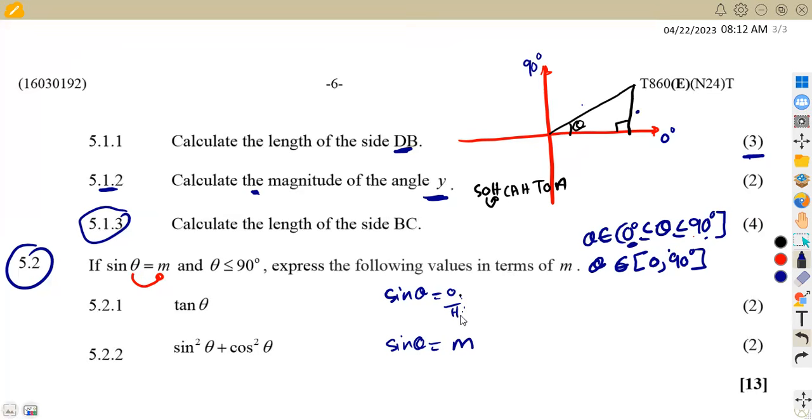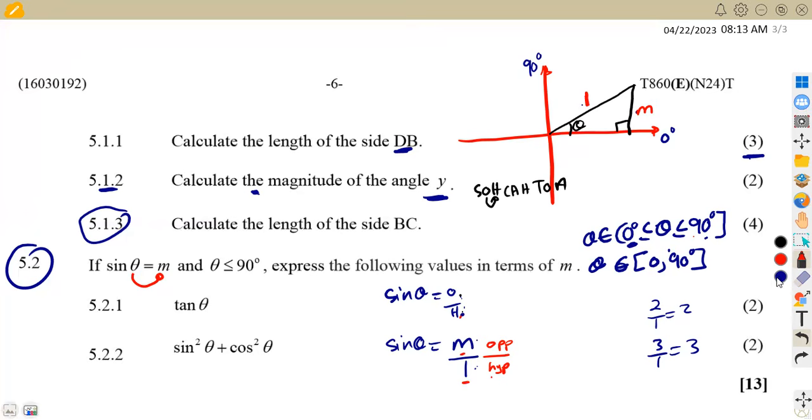So what is the value that is going to represent the hypotenuse? It is going to be 1. Why? Because m over 1 gives us m, just like 2 over 1 is 2 and 3 over 1 is 3. We haven't changed anything. We are just rewriting this as a fraction so that we can properly see our opposite and our hypotenuse. So the opposite is m, and the hypotenuse is 1.